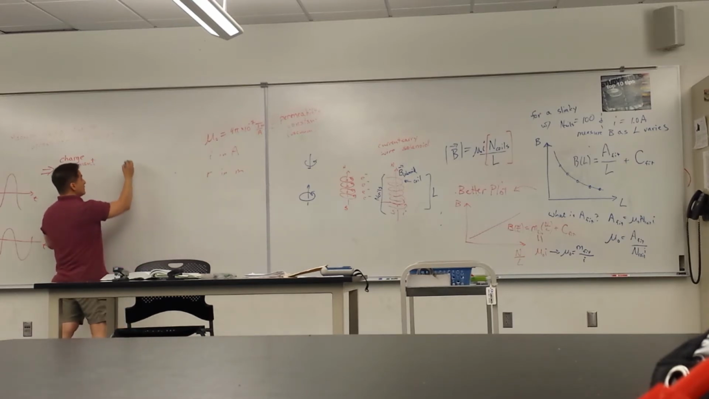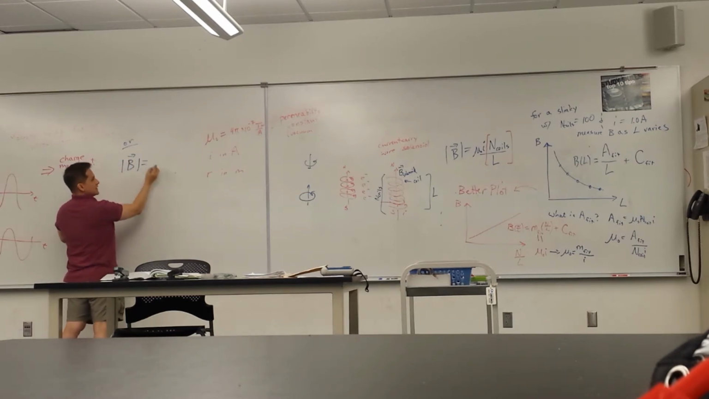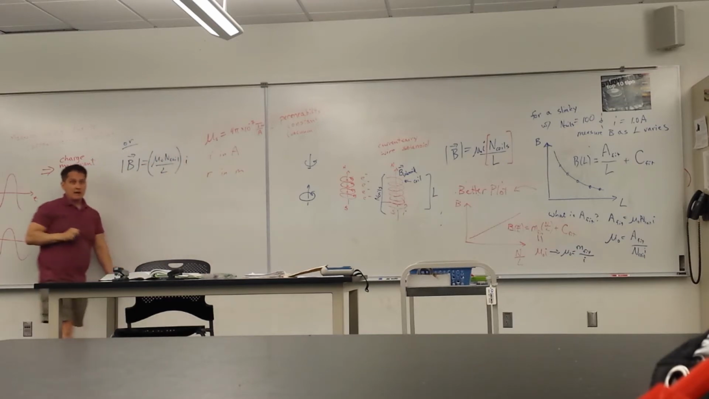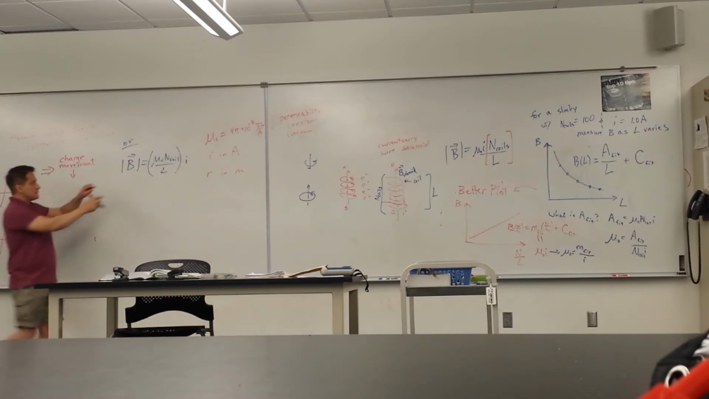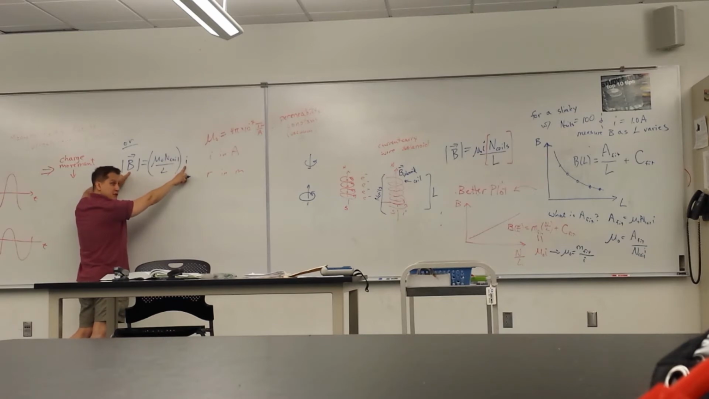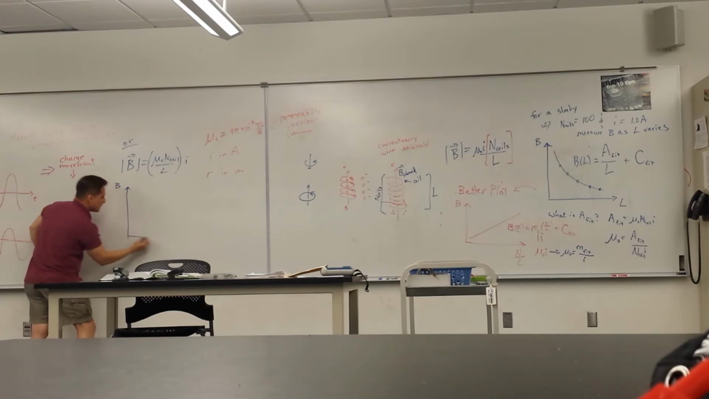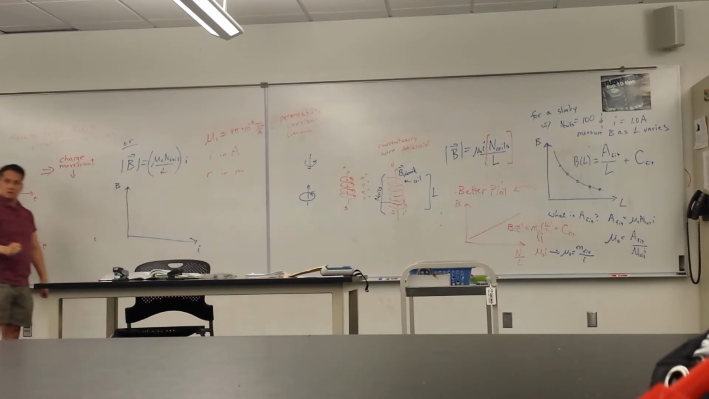So alternatively, we could say that B is related to mu naught N coil over L times I. I'm just re-expressing it, so I just rearrange it this way. So it's a little bit easier to see. So if I performed an experiment where I varied I with my measurements of B, I should be able to get a graph related to those quantities. As you vary the amount of current, what happens to the magnetic field?